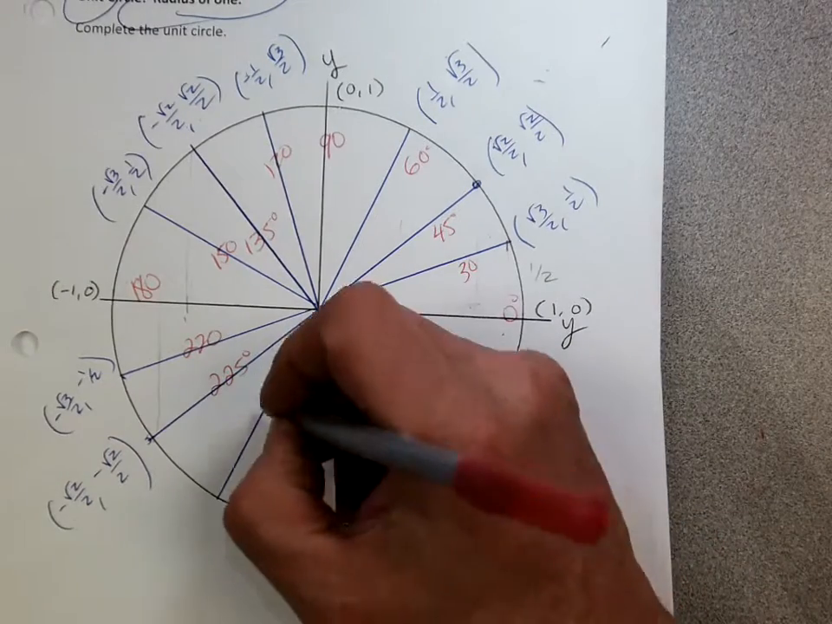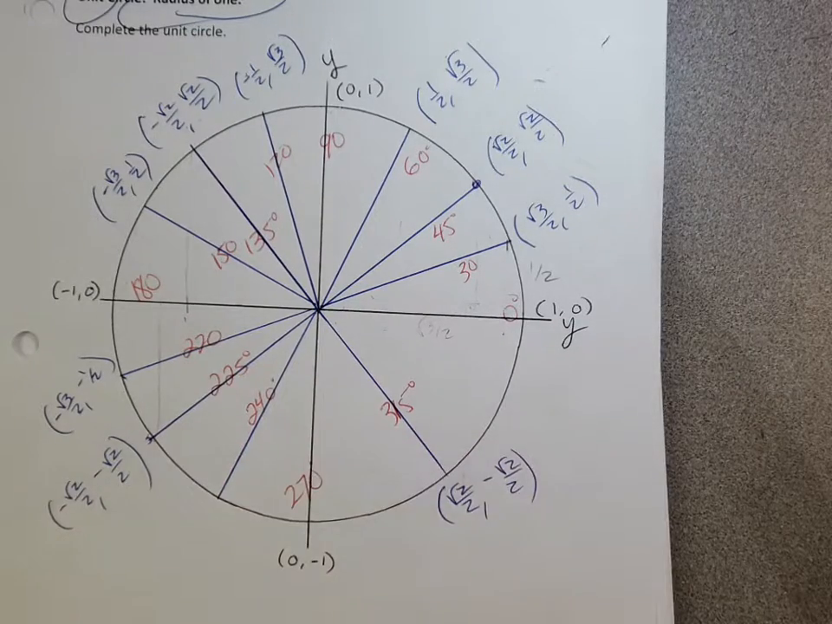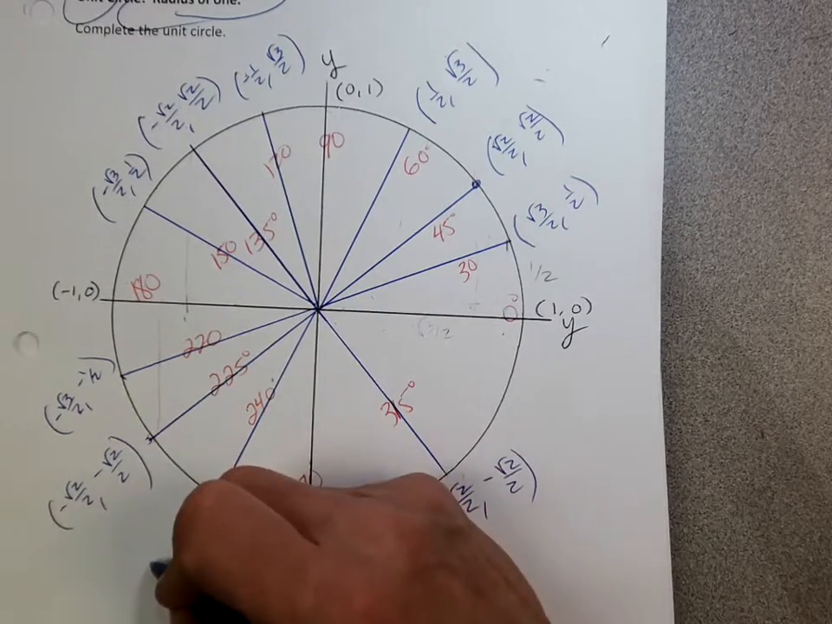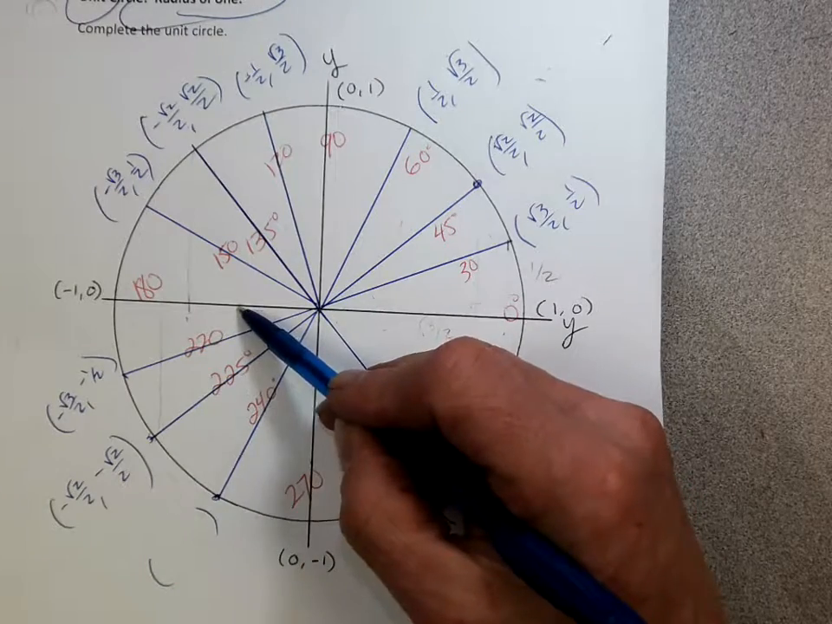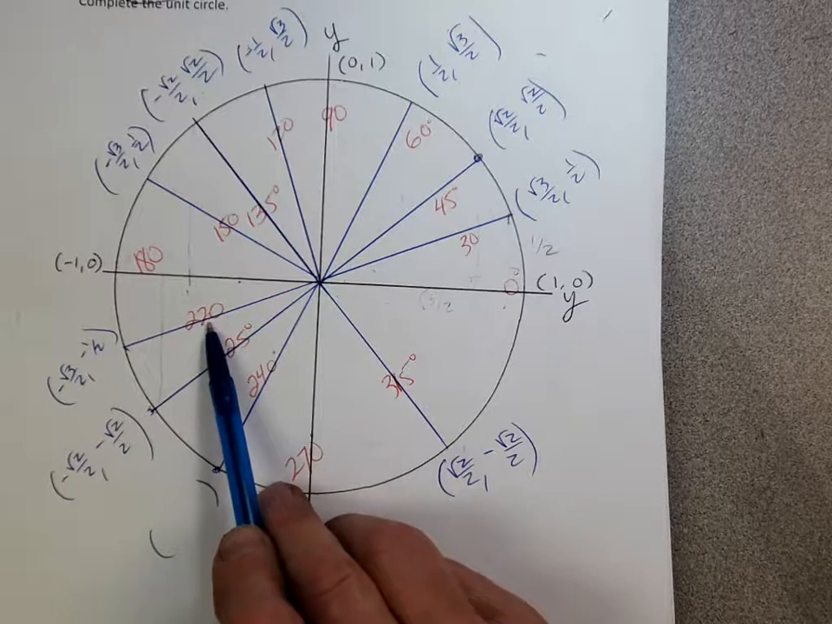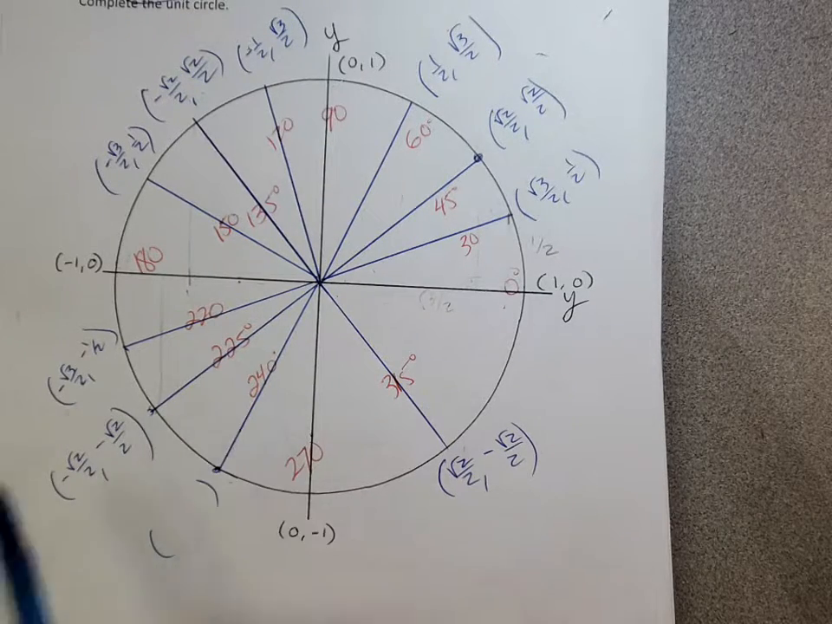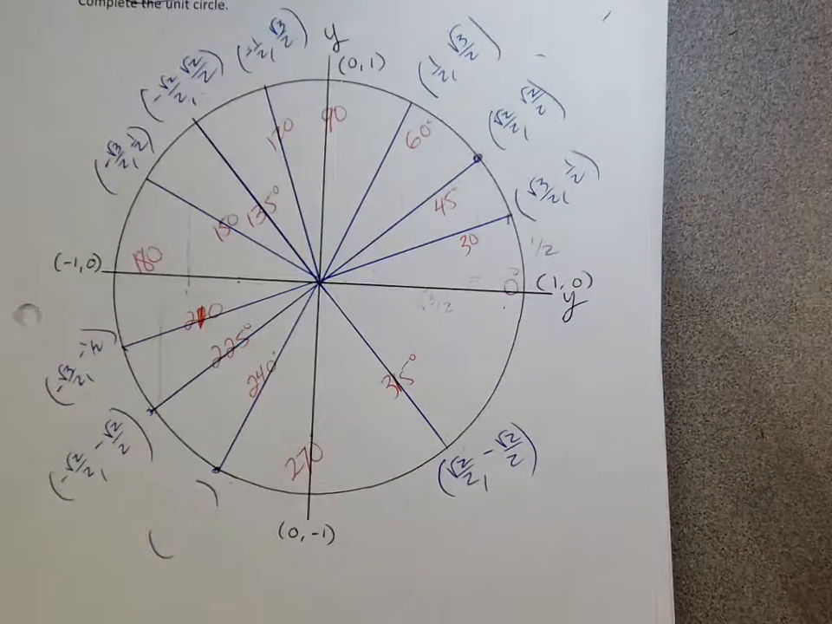So this angle is 240 degrees. And the coordinate of this point is negative 1/2, negative the square root of 3 over 2. Is that a 210 or a 220? It should be 210. Thanks, Grace. You found my mistake. 210 is right.